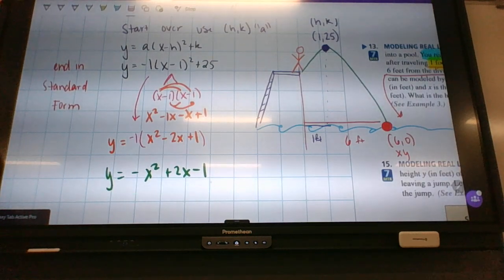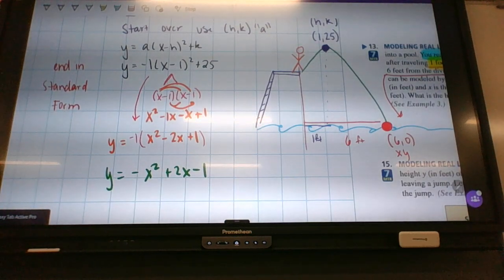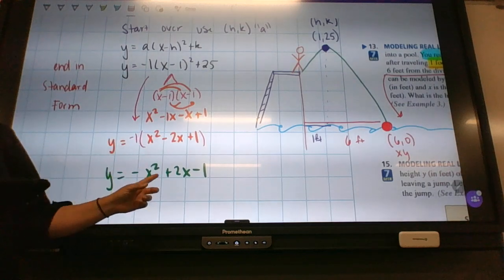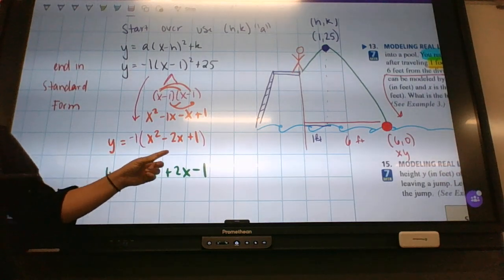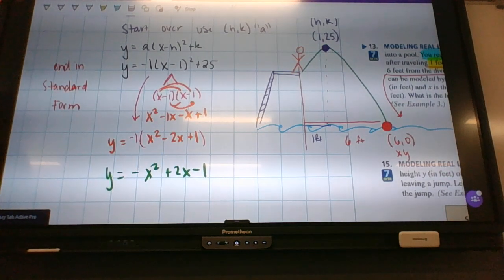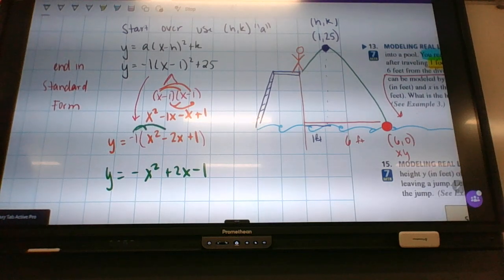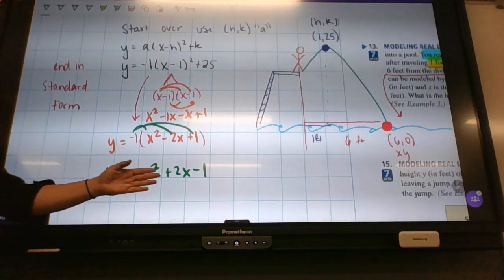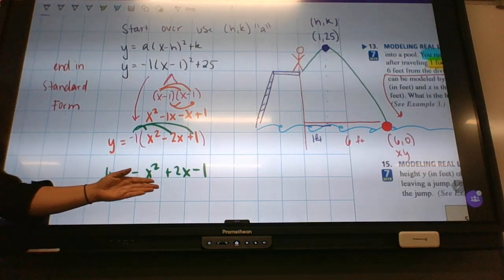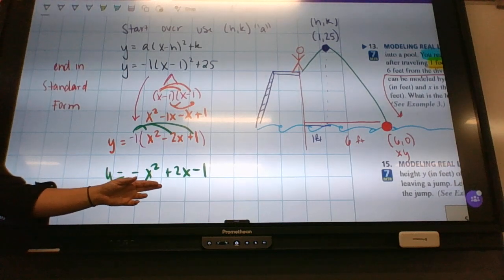Right? We almost did. Okay. So I did that whole FOIL bit. I get x squared minus 2x plus 1. Then I distribute negative 1 through. And I get this. I boxed this for a second thinking I was done, but I'm way not done.